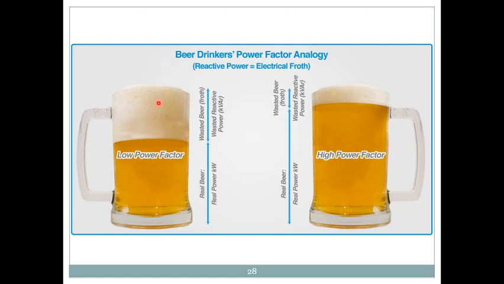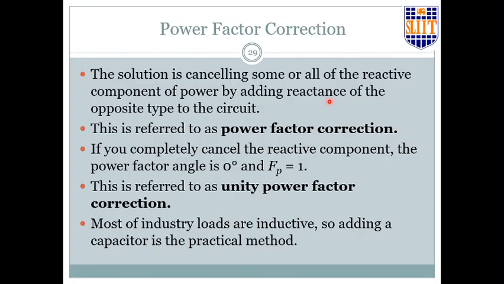So what we would prefer is the right hand side case, and we will try to do the same thing with the power. So more active power and less reactive power will cause a lesser amount of apparent power, which we have to give to the load. So this is what is called the power factor correction. We will try to bring this to this level.